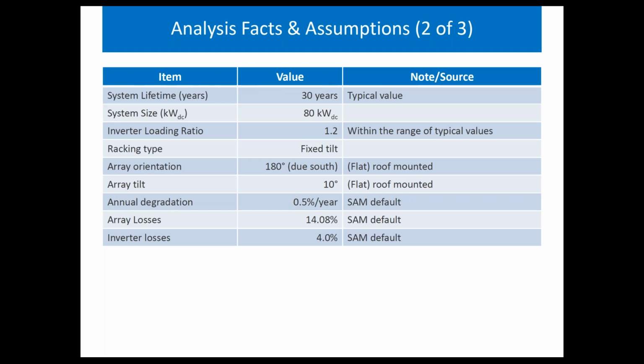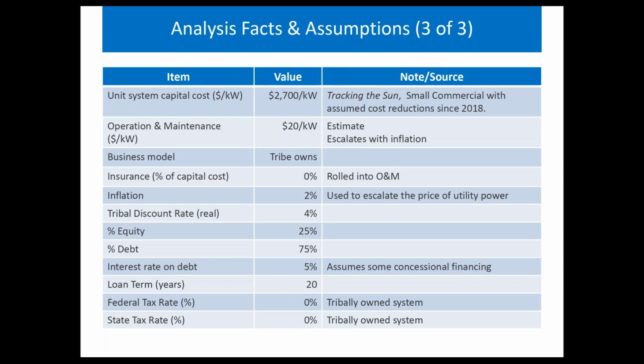Next slide. And finally, cost, and this is where you're assuming how you're paying for this. In this case, the assumption is you're going to write a big check for 25% of the cost and finance the rest, 5% interest rate, 20-year loan, assuming no taxes because it's a tribally owned system, and a loan term of 20 years. So those are all the inputs for this initial model run. Next slide, please.